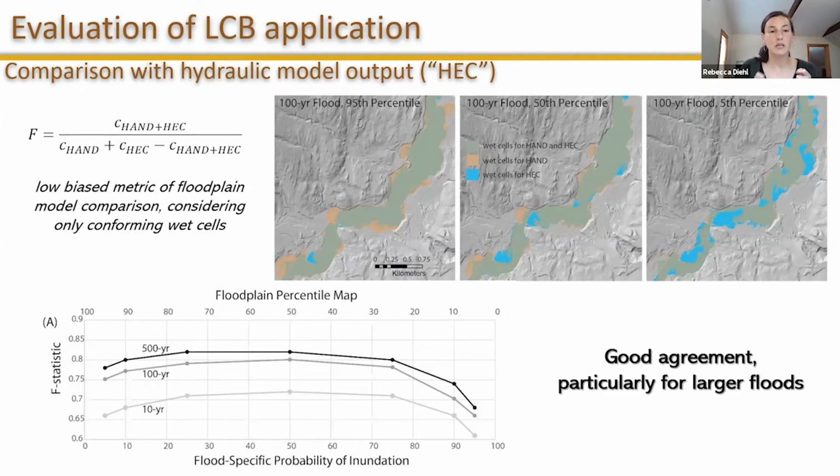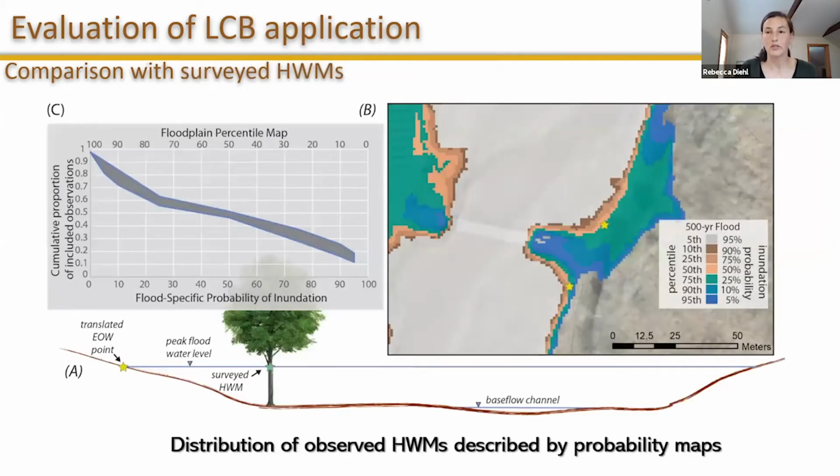The second one is that we compared it with surveyed high water marks. This is a data set that was collected following Tropical Storm Irene here in Vermont in 2011. So these are on-the-ground observations of the maximum extent of water on the ground surface. I do want to note that high water marks are typically collected on trees, on buildings, things that, when you look at an aerial image, are basically floating in the middle of a floodplain. So we had to translate those to what we call an edge of water point. Those are shown here with these yellow stars.